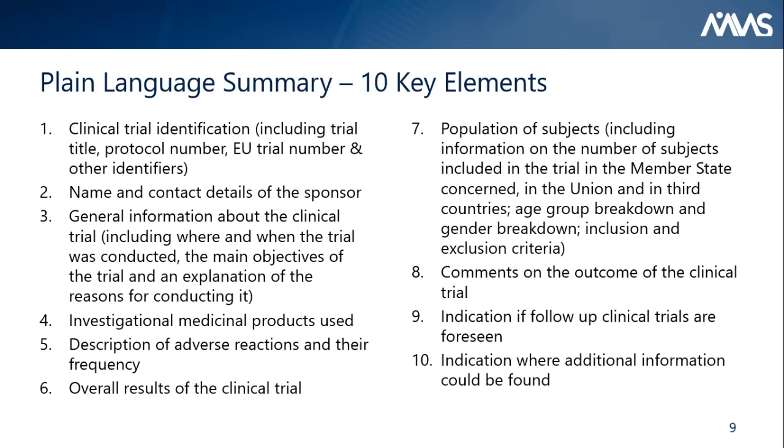The investigational product and disease state under study also need to be appropriately defined, and the summary needs to contain an overview of the adverse reactions that occurred during the trial and the basic results of the trial. Lastly, the reader should be notified as to whether follow-up trials will be conducted and where they can find additional information on the trial in which they were enrolled. A sponsor's template can contain additional information, but at a minimum, these 10 elements need to be addressed.